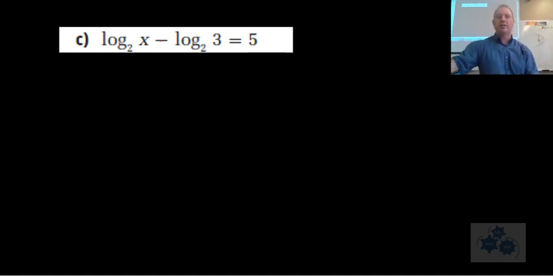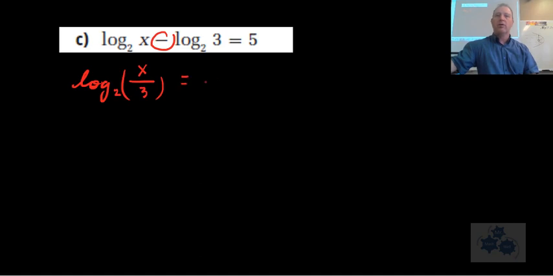How you do this is, remember, these logs are subtracted, right? So we can write this as a single logarithm, and it would be the log of, so base 2 of x divided by 3 equals 5. So you can write that as a single logarithm, and then you can change it into an exponential by going 2 to the power of 5 equals x over 3.